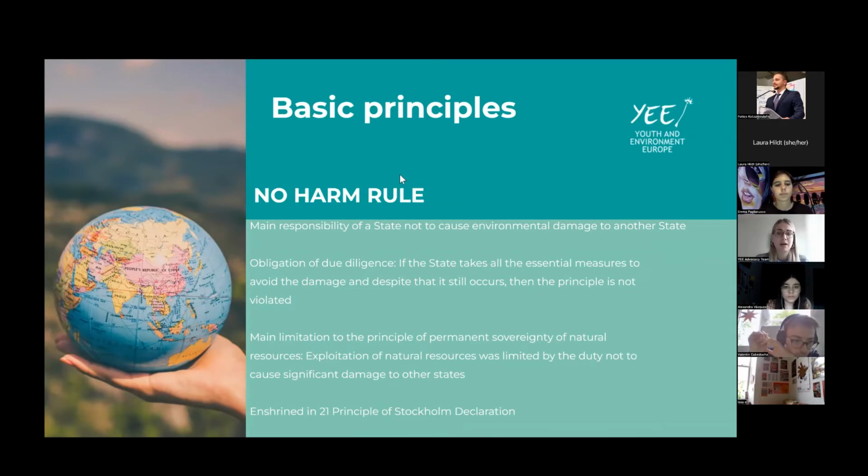What does this principle mean? When we say the principle of permanent sovereignty of natural resources, it means that every state has the ability to extract or use or not use its natural resources as it wants. So the no harm rule means that the exploitation of natural resources is limited by the duty not to cause significant damage to the other states. So it can use them, it can extract them or not, but only if it doesn't cause environmental damage to a neighboring state, or a state across the other side of the world.